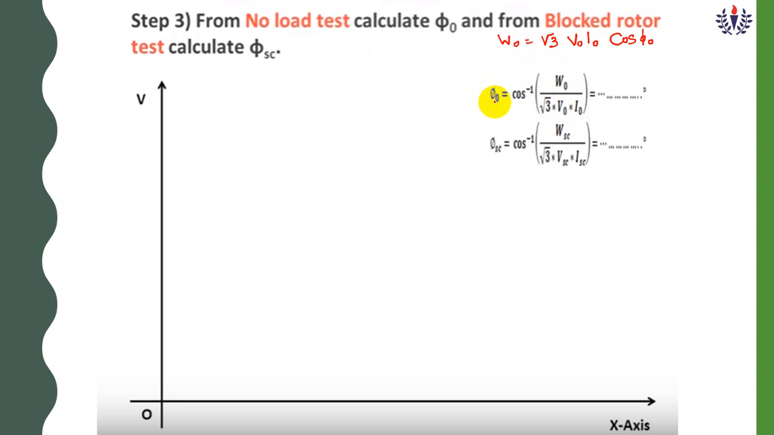One phi naught is for conducting the no load test, another is for conducting the blocked rotor test, and that is phi SC. For the no load test the notation is phi naught. For blocked rotor it is phi SC. Next one.